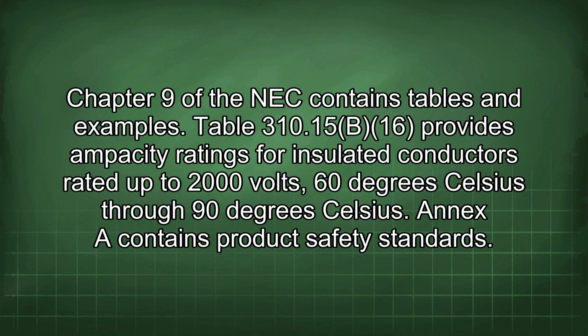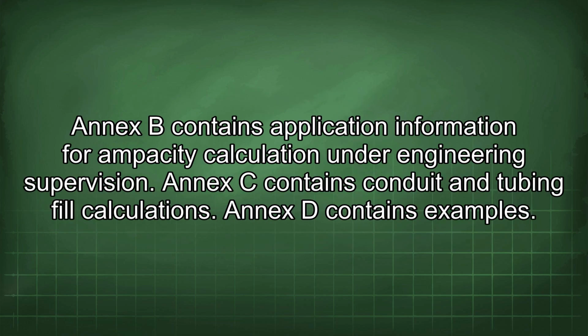Table 310.15(B)(16) provides ampacity ratings for insulated conductors rated up to 2000 volts, 60 degrees Celsius through 90 degrees Celsius. Annex A contains product safety standards. Annex B contains application information for ampacity calculation under engineering supervision. Annex C contains conduit and tubing fill calculations.